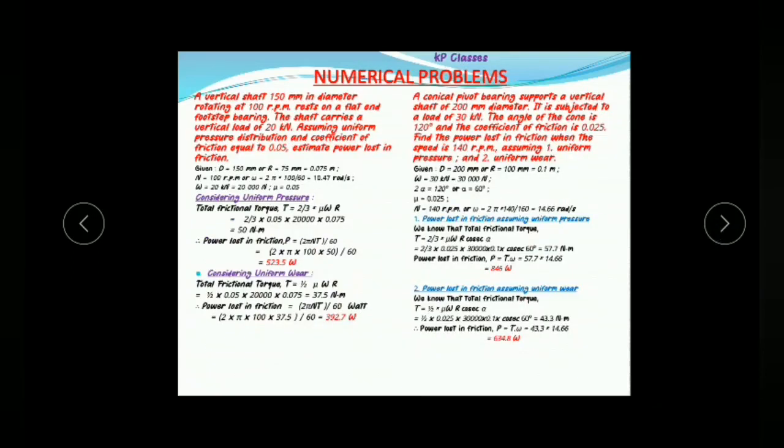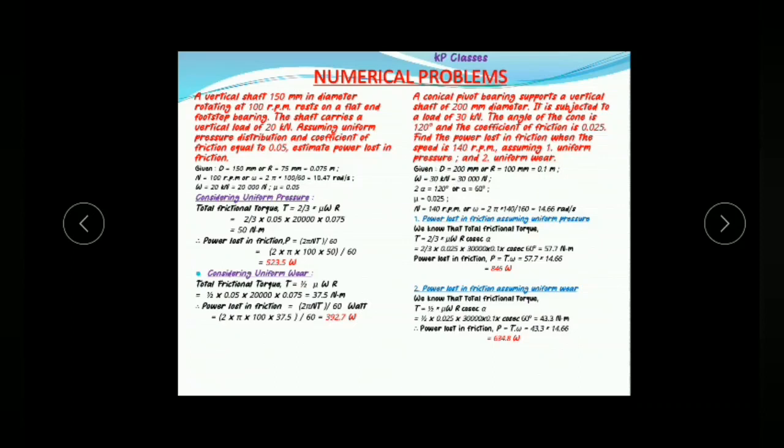A conical pivot bearing supports a vertical shaft of 200 mm diameter. It is subjected to a load of 30 kN. The angle of the cone is 120 degree and the coefficient of friction is 0.025. Find the power lost in friction when the speed is 140 rpm, assuming uniform pressure and uniform wear. Here two cases are asking.